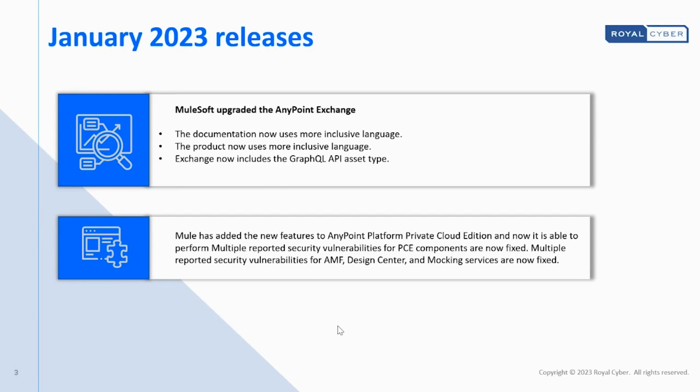MuleSoft upgraded Anypoint Exchange. The documentation now uses more inclusive language. The product now uses more inclusive language. Exchange now includes the GraphQL API asset type.